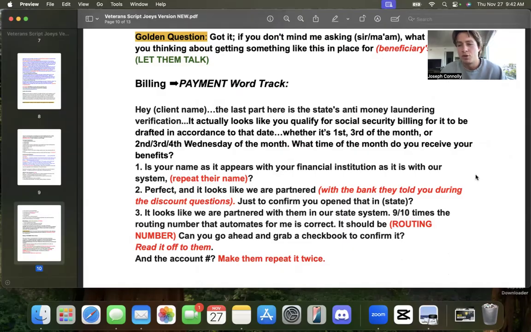It should be 1 2 3 4 5 6 7 8 9. Could you grab a checkbook to confirm it for me? Checkbook. All right, perfect, sir. So just to confirm, I had that routing number as 1 2 3 4 5 6 7 8 9. Is that correct? All right, perfect. And then what's your account number? Read the account number. All right, perfect, sir. Just to confirm that account number, I had 567 1 2 3 4 5 6. Is that correct? All right, perfect.